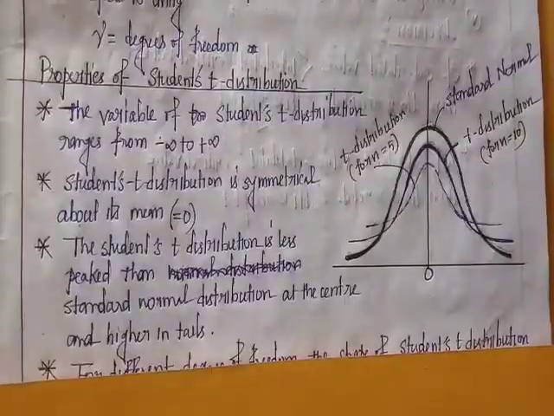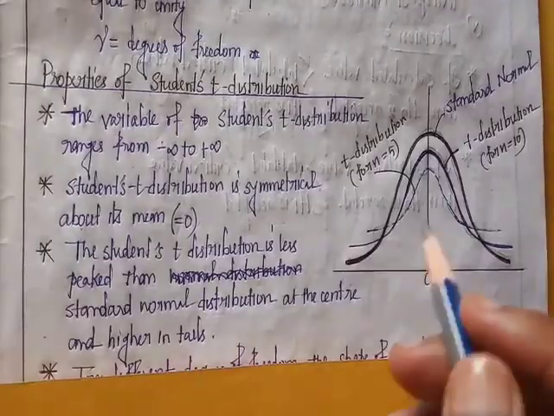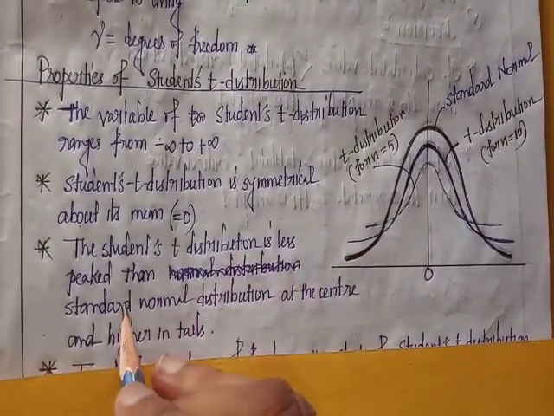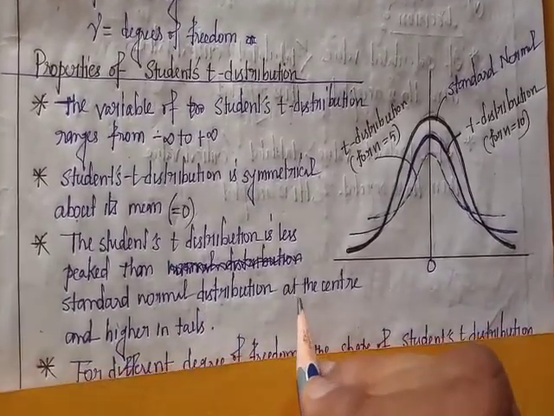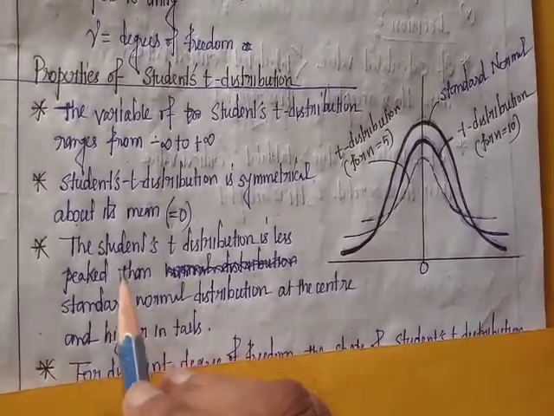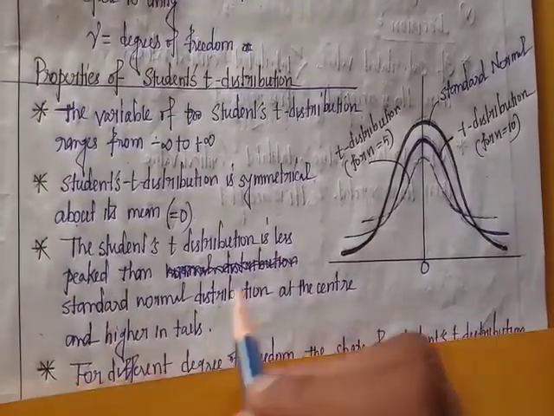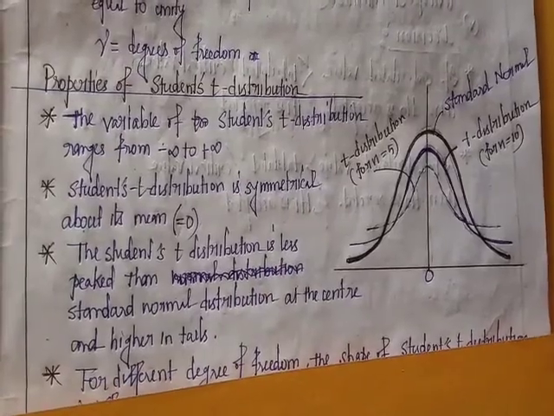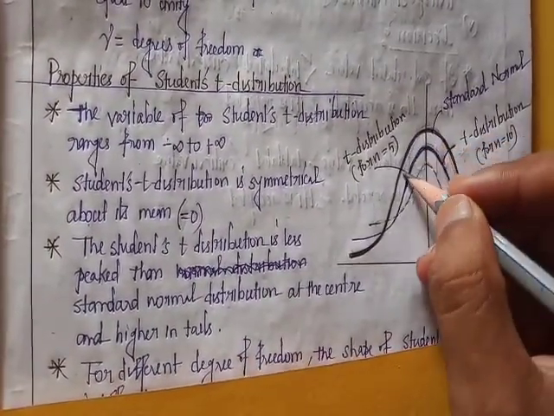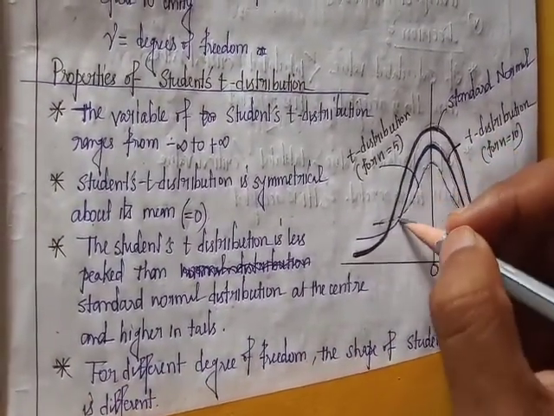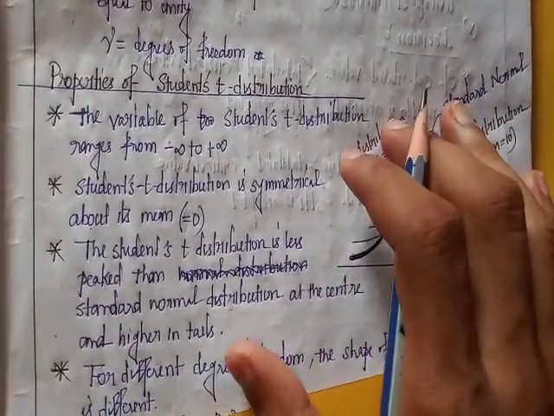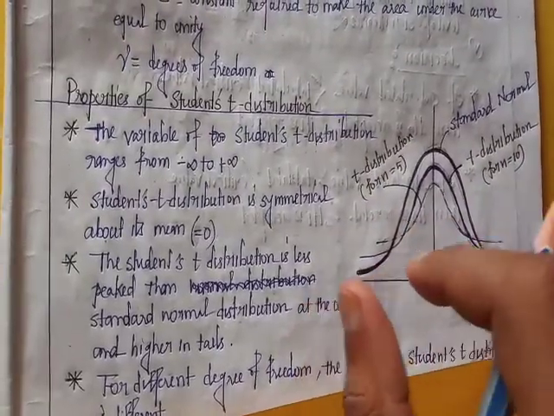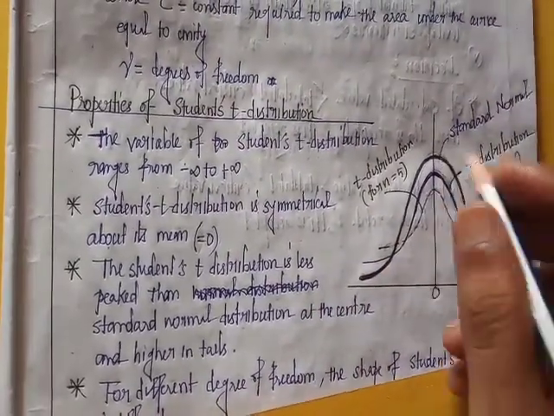Next, from this figure we get that student T distribution is less peaked than standard normal distribution at the center and higher in tails. This is the standard normal density curve, this is the T distribution curve. From this figure we see that for normal distribution the height of the peak is higher at center.